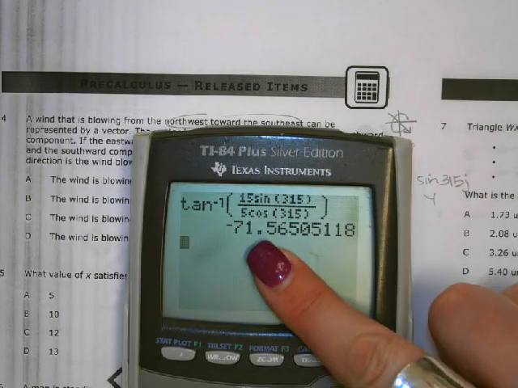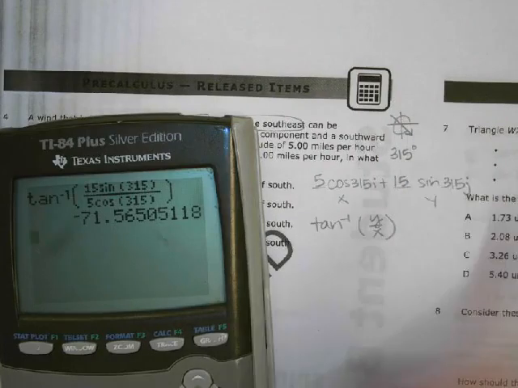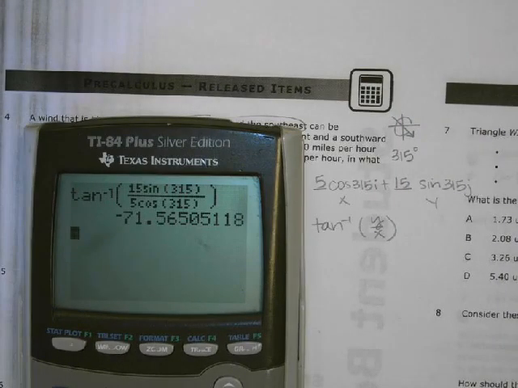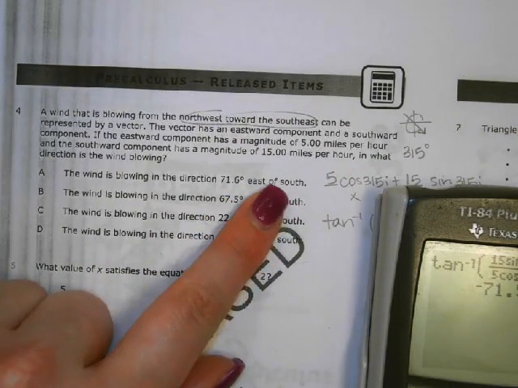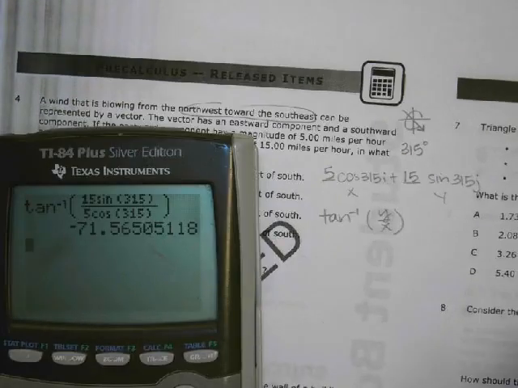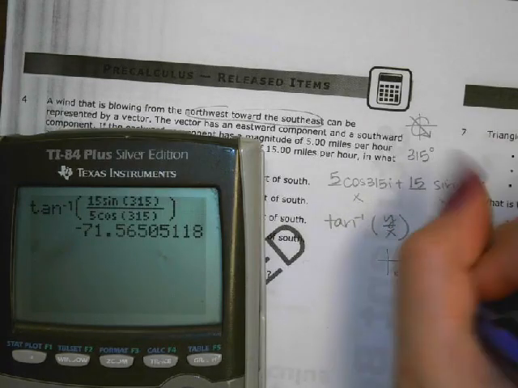So negative 71 degrees, that means that we're in the fourth quadrant, which makes sense. The fourth quadrant is where we're southeast. And so I have to think about measuring that as an angle, one of those south, whatever degrees east angles are. So that means we're measuring it this way. That's negative 71.